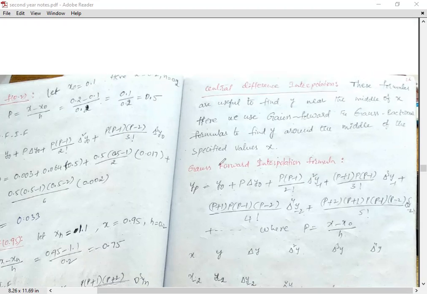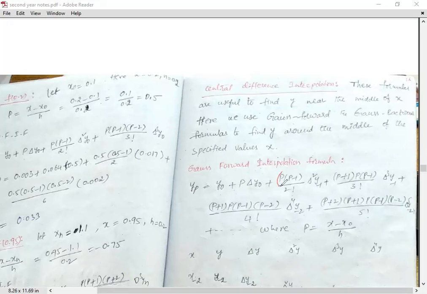Let us see what is the Gauss forward interpolation formula. It is obtained from Newton's forward formula by modifying forward differences delta square y naught, delta cube y naught, etc. And the formula will be y of x or y p is equal to y naught plus p delta y naught. And the next one is p into p minus 1 by 2 factorial delta square y minus 1.